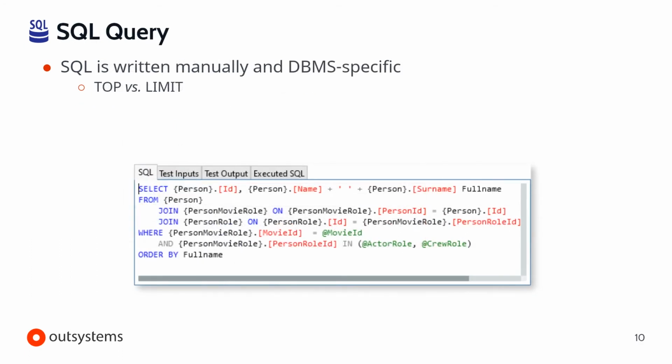Since you are manually writing the SQL, you have to know which database you're targeting, because each database implements a slightly different SQL dialect. If you're using SQL Server and you want to limit the number of rows retrieved, you would use top instead of potentially using something like limit as in other databases.